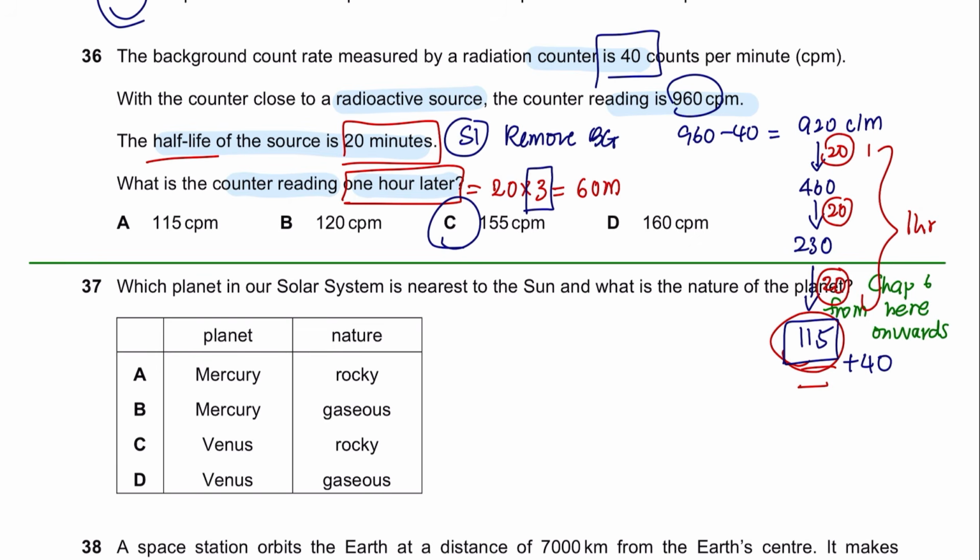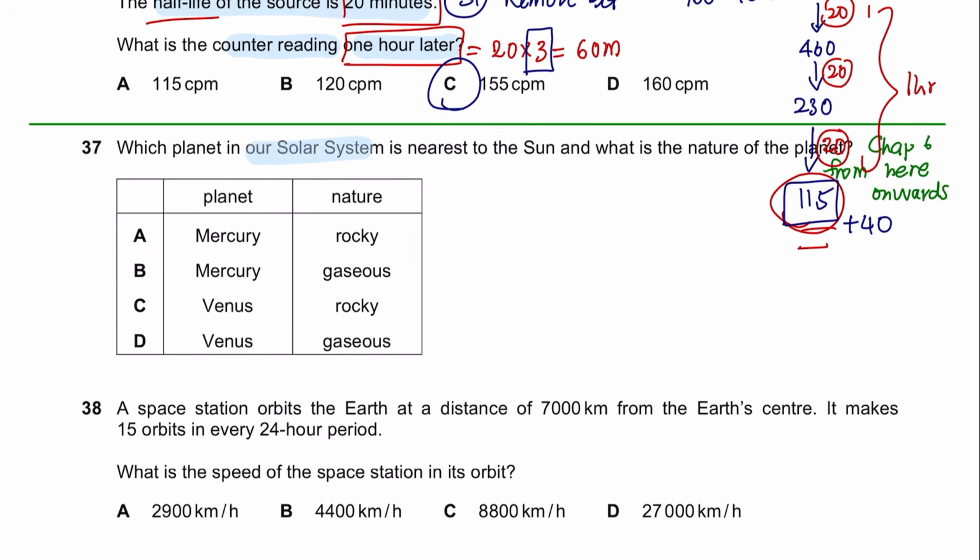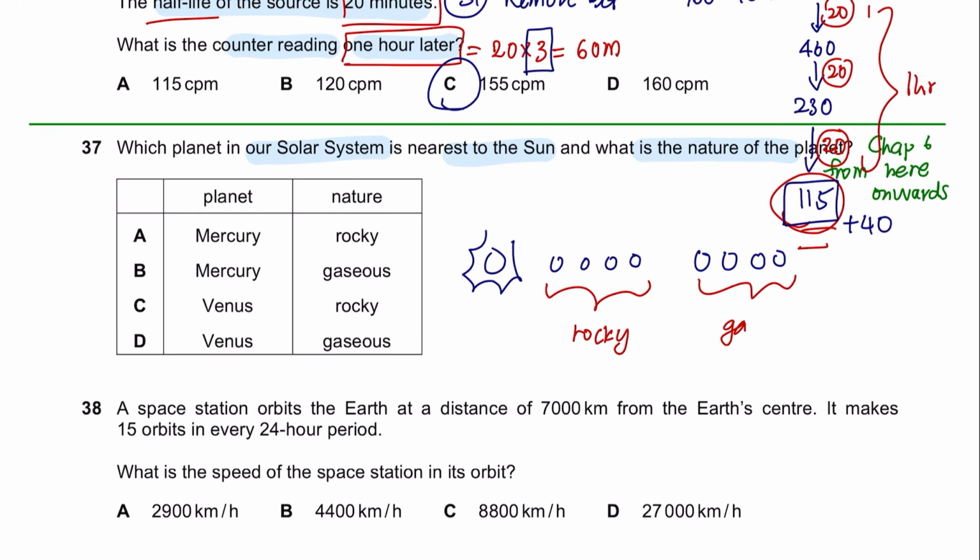Next, question 37. Which planet in our solar system is nearest to the Sun and what is the nature of the planet? In our solar system, we have 8 planets. And remember that the first 4 planets are rocky and the last 4 planets are gases. The nearest planet is Mercury and the nature is rocky. So your answer is A.